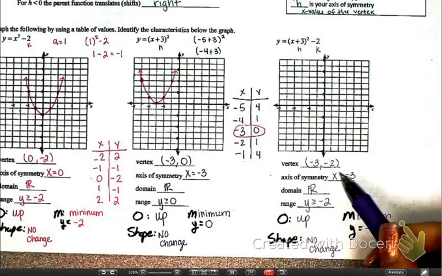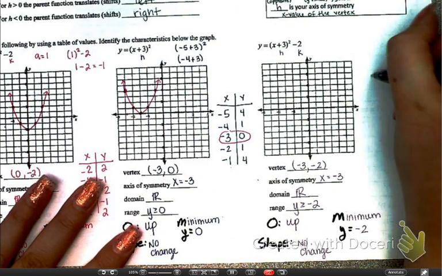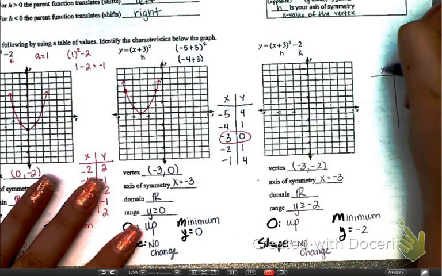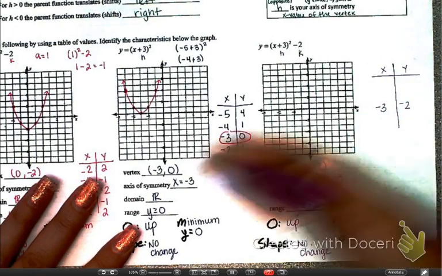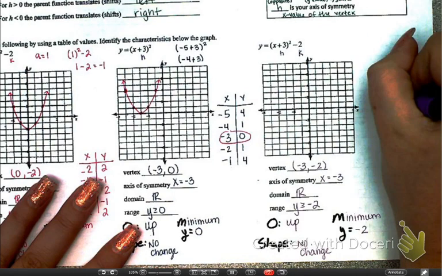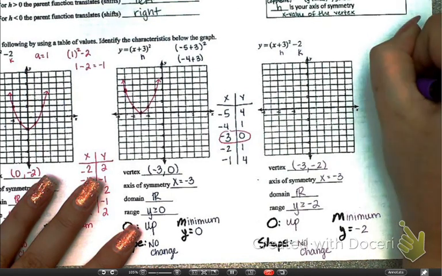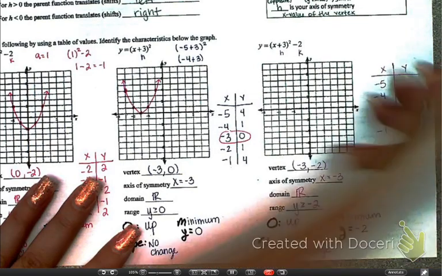Do you notice how all of our numbers are the same for the most part, right? It's either negative 3 or negative 2. It's either the X or the Y. So if you get something other than that, you need to go back and fix it. So if I create a table of values, my middle point is negative 3, negative 2. What are two numbers that are less than negative 3? Negative 4 and negative 5. And two numbers that are greater are negative 2 and negative 1.